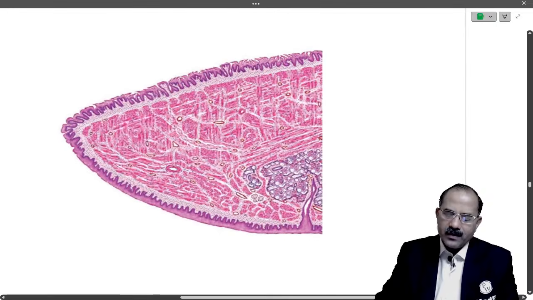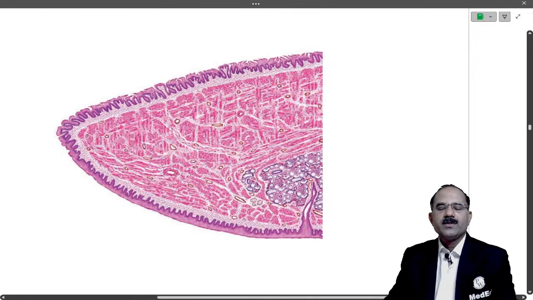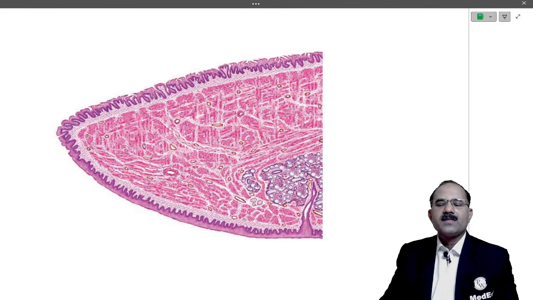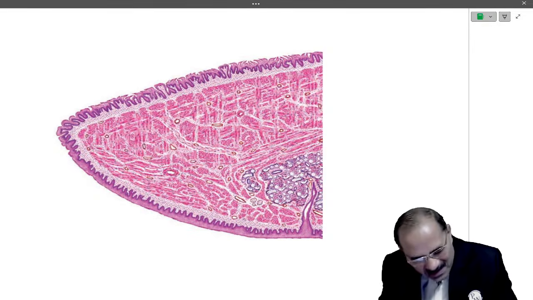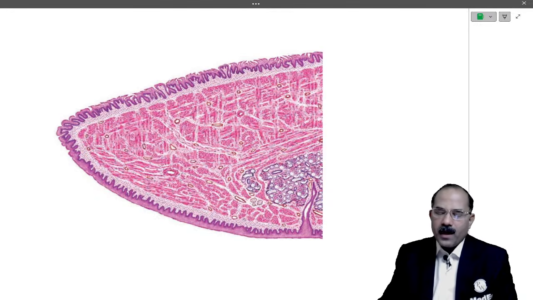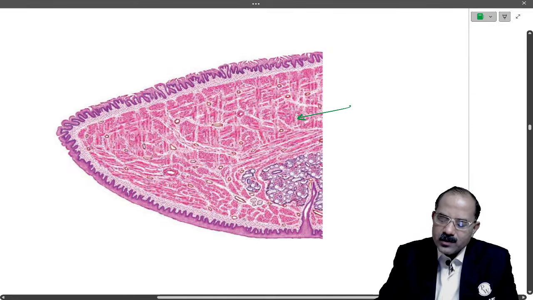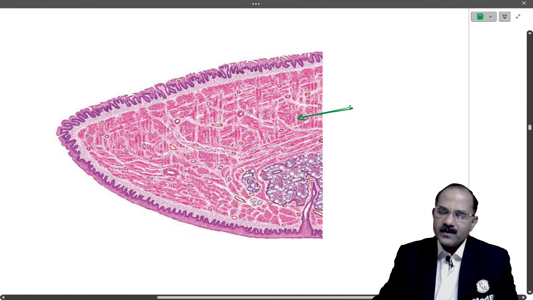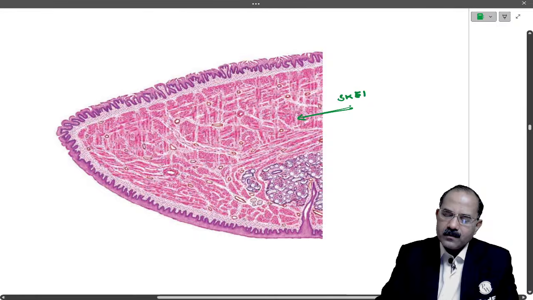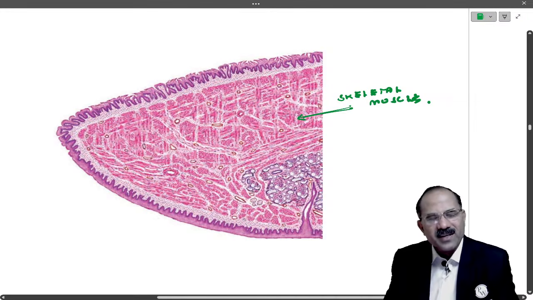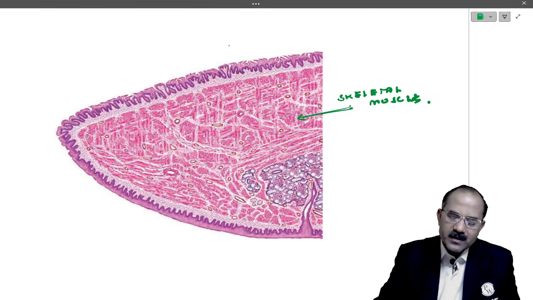Okay. Can anyone tell me what this slide is of? Come on, answer this. Sometimes children just look at this and write skeletal muscle. Fine, skeletal muscles are there. Skeletal muscles are there in the tongue. But just see this beautiful thing.